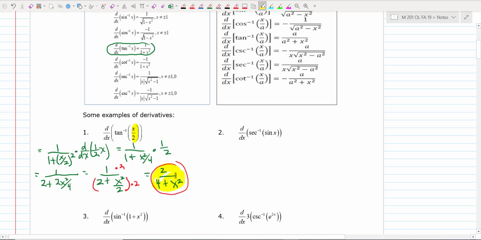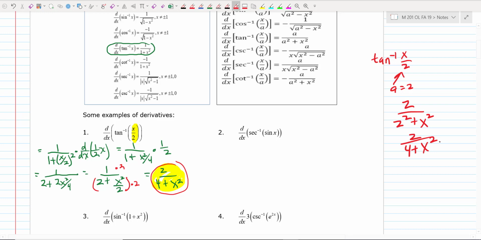The other thing you could do is if you look at this formula right here, what we have is the inverse tangent of x over 2. Well, a would be equal to 2. So you could just plug directly into this formula and get 2 over 2 squared plus x squared. So look at that, you'd have 2 over 4 plus x squared very quickly if you did it that way. So those formulas can be useful, but if you don't know those, then you can just use the chain rule. And that's what the rest of these problems are going to be doing, it looks like.